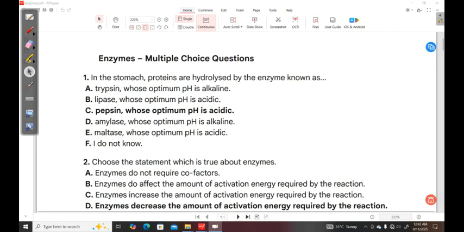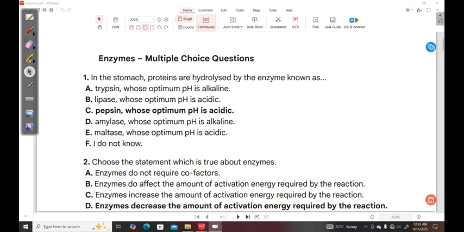So the first question reads: One, in the stomach, proteins are hydrolyzed by the enzyme known as A, trypsin, whose optimum pH is alkaline, B, lipase, whose optimum pH is acidic, C, pepsin, whose optimum pH is acidic, D, amylase, whose optimum pH is alkaline, E, maltase, whose optimum pH is acidic, F, I do not know. So the correct answer is pepsin.